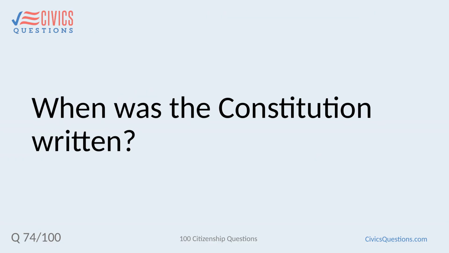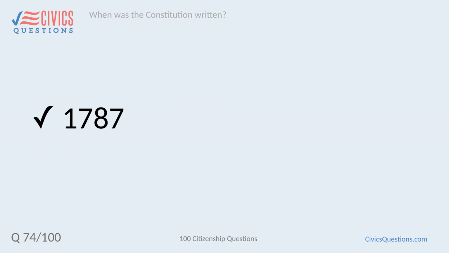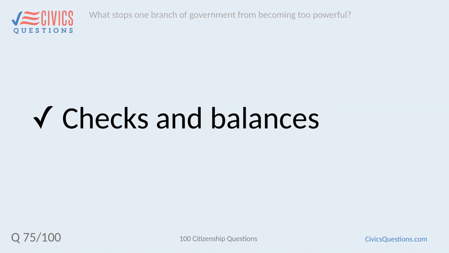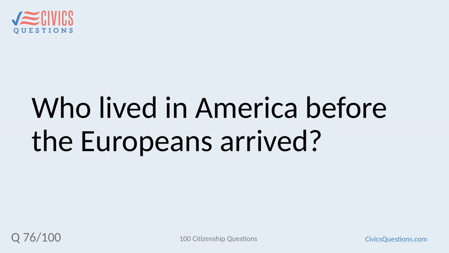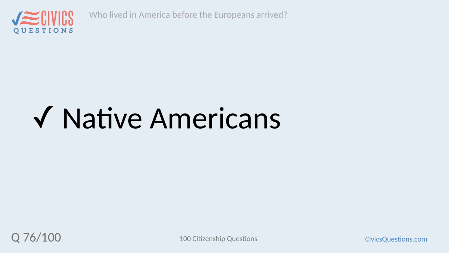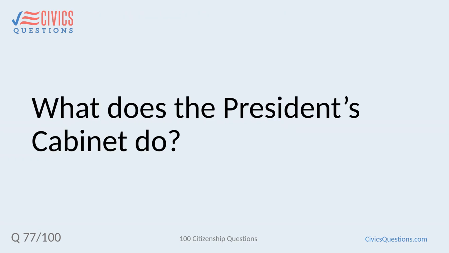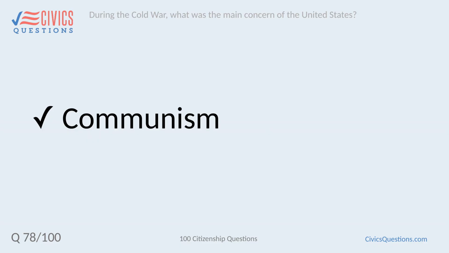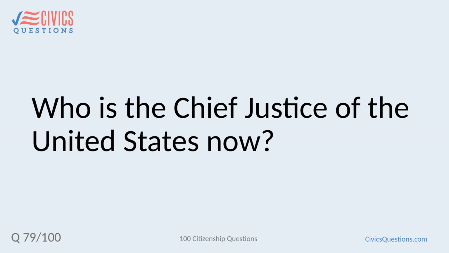When was the Constitution written? 1787. What stops one branch of government from becoming too powerful? Checks and balances. Who lived in America before the Europeans arrived? Native Americans. What does the president's cabinet do? Advises the president. During the Cold War, what was the main concern of the United States? Communism. Who is the Chief Justice of the United States now? John Roberts.